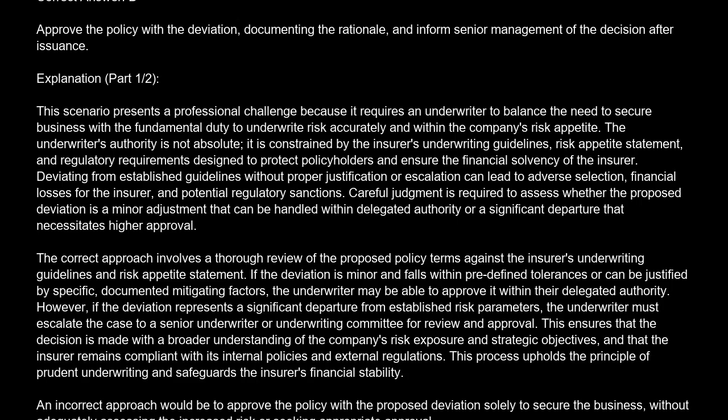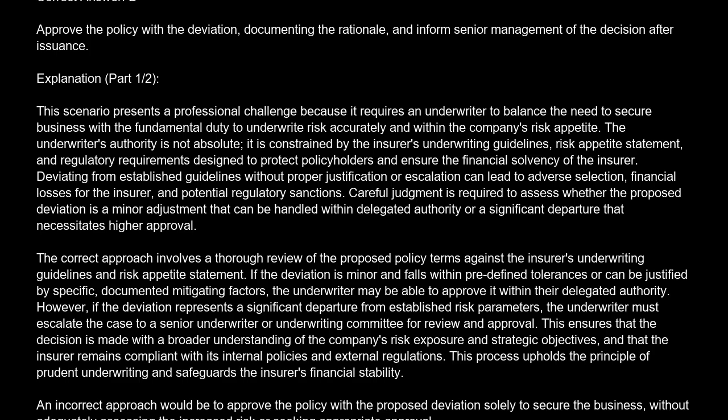The correct answer is D. Approve the policy with the deviation, documenting the rationale, and inform senior management of the decision after issuance. Explanation. This scenario presents a professional challenge because it requires an underwriter to balance the need to secure business with the fundamental duty to underwrite risk accurately and within the company's risk appetite.